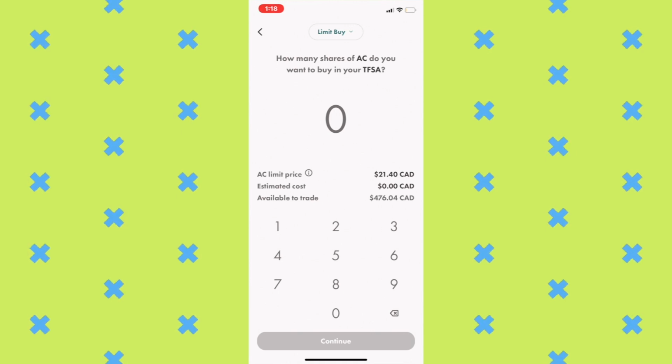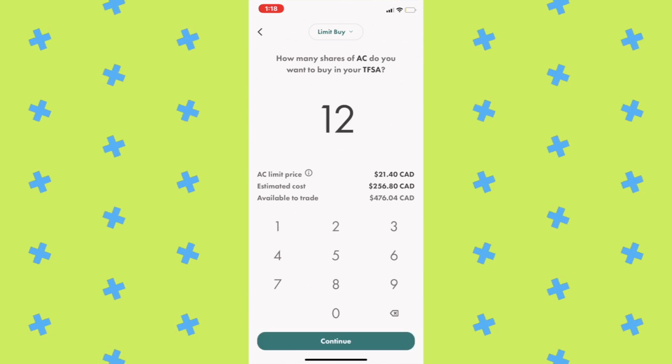So let's say I want to buy one stock, it's going to be $21.40. Buying two stocks is going to be double, and buying three stocks is going to be triple. So let's say I want 12 stocks, it's going to be 12 times the price of one. And then you click continue.